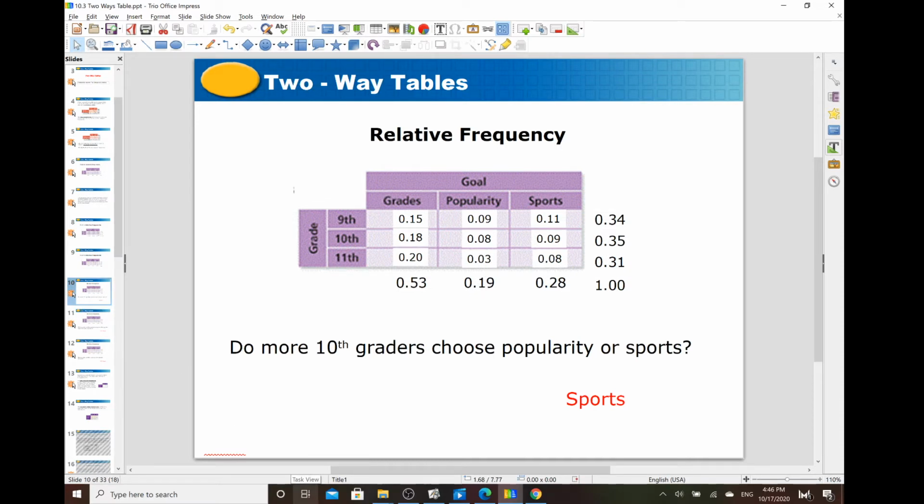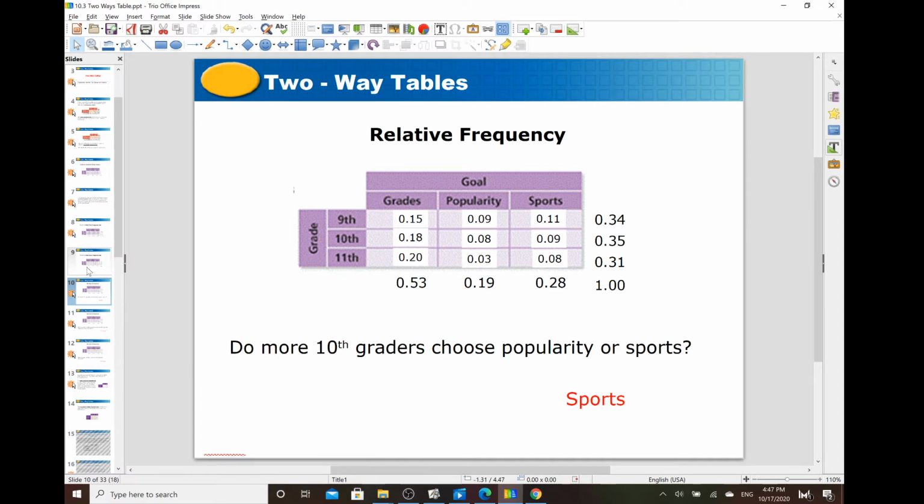Do more 10th graders choose popularity or sports? Well, for 10th graders, compare those two data values here. One is 0.18, the other one is 0.08, so obviously they choose popularity. Let's see, for sports, for the 10th graders, convert that to a percentage. Compare that to popularity and sports. It's obviously sports, because that's 0.09. It's greater than 0.08.